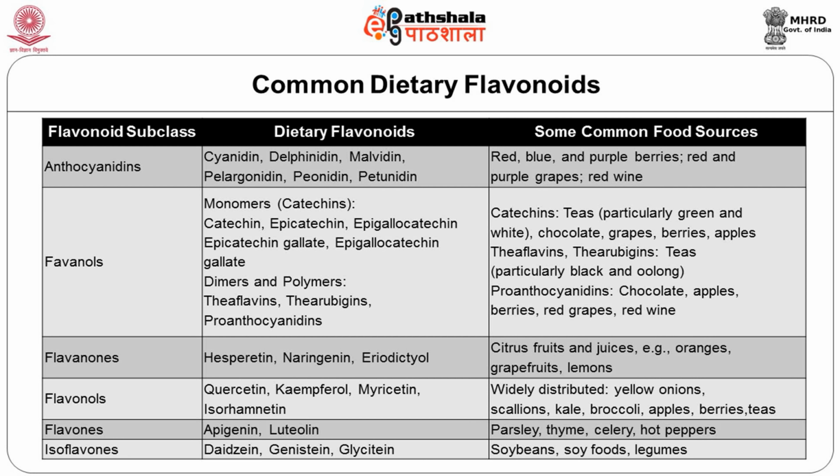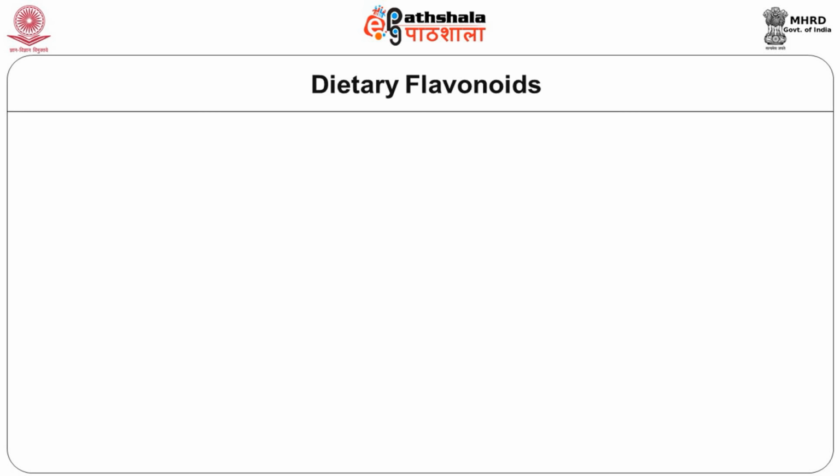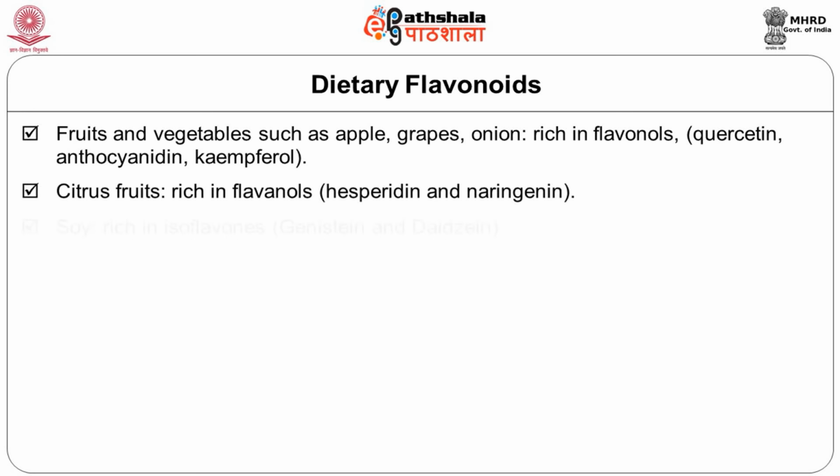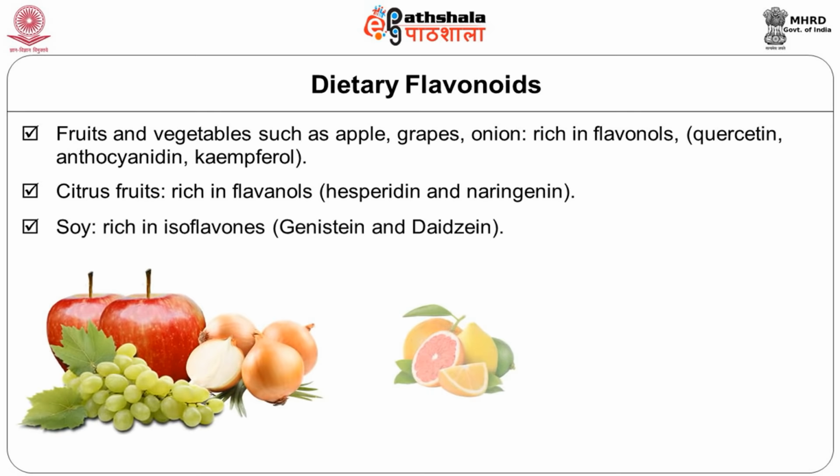Isoflavones, as I have mentioned earlier, have rich sources in soybean, soy foods and other legumes. Examples of dietary flavonoids are daidzein, genistein, glycitein. These are the molecules abundantly present in soybean and soy foods. Having looked at the classification and the various sources, we will now try to understand how much of the dietary flavonoids one is really consuming. Worldwide data from different populations estimate that 0.01 to 1 gram per day of dietary flavonoids is consumed by humans. Major dietary sources are fruits and vegetables such as apple, grapes and onion, rich in flavonols like quercetin, anthocyanidin and kaempferol; citrus fruits rich in flavanones, hesperidin and naringenin; and soy rich in isoflavones, genistein and daidzein.